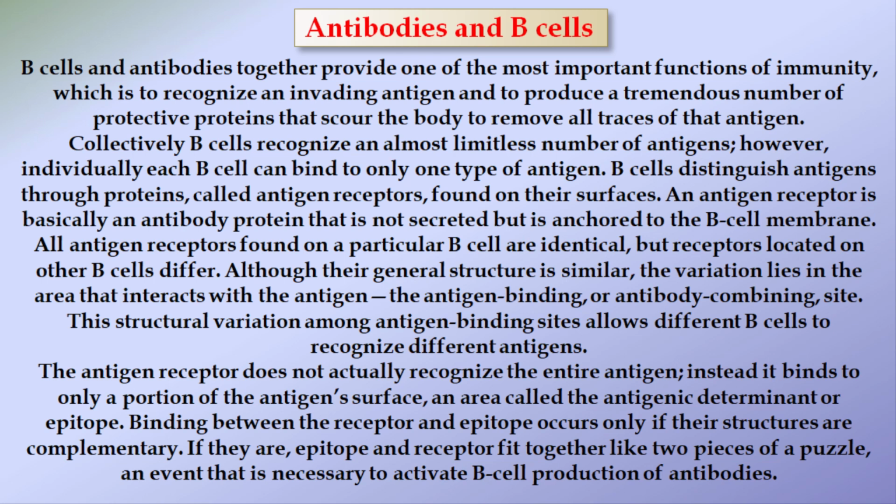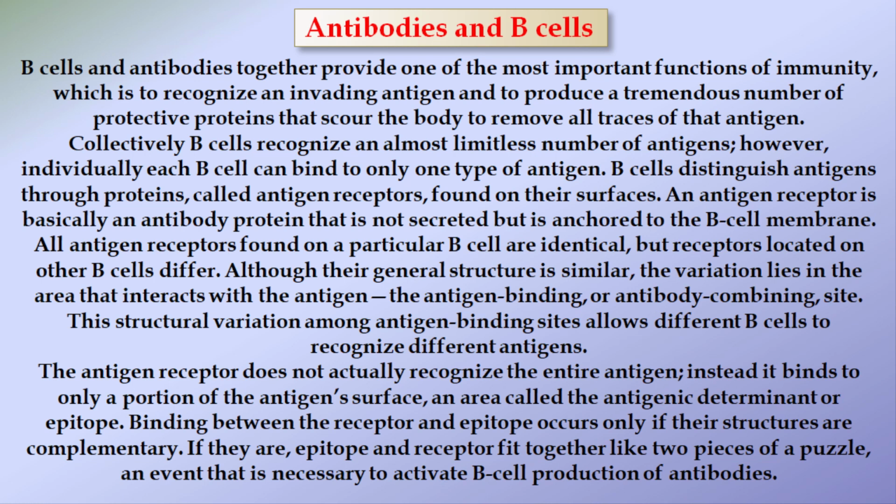Antibodies and B cells. B cells and antibodies together provide one of the most important functions of immunity, which is to recognize an invading antigen and to produce a tremendous number of protective proteins that scour the body to remove all traces of that antigen. Collectively, B cells recognize an almost limitless number of antigens. However, individually each B cell can bind to only one type of antigen.